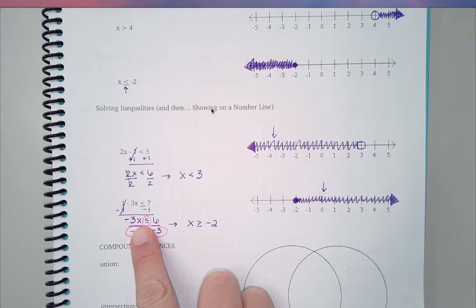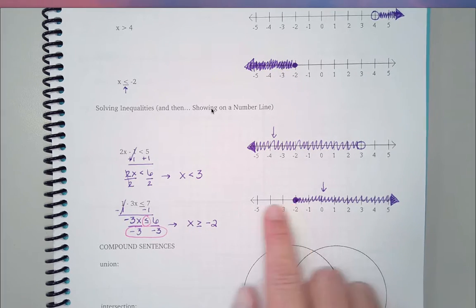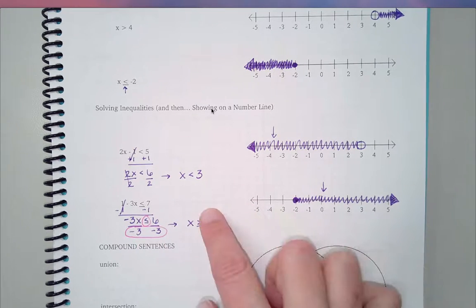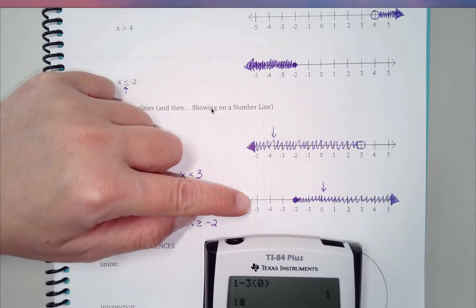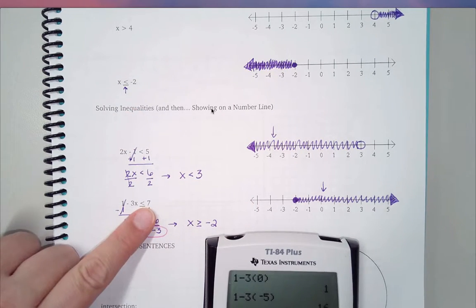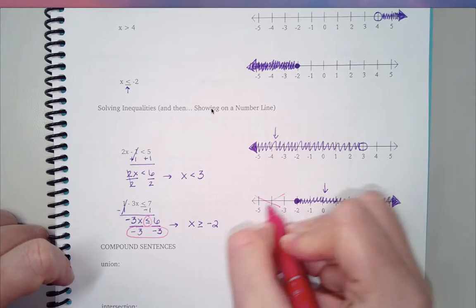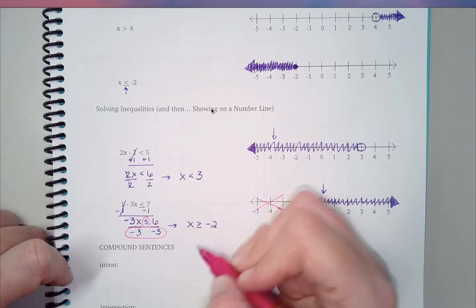even though that inequality was originally a less than. If I hadn't flipped it here, okay, if I had left it as a less than or equal to, I would have ended up shading this way to the left. But watch what happens if I plug in a negative 5. 1 minus 3 times negative 5 becomes 16. That's not less than 7. So this half of the number line would not make my inequality true, okay? That's why this flip thing is so important.